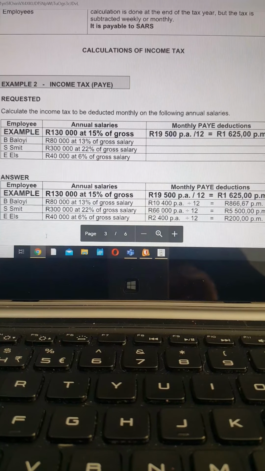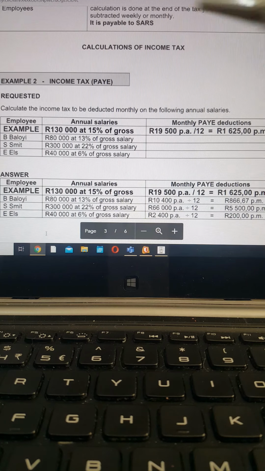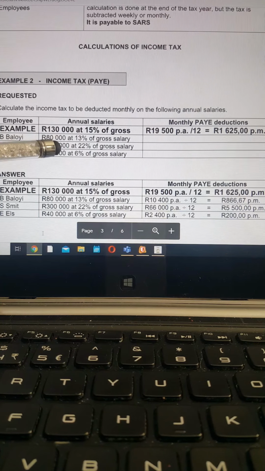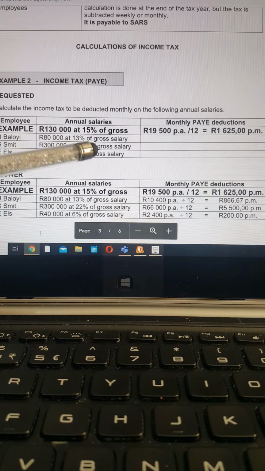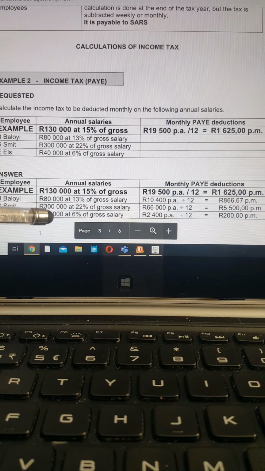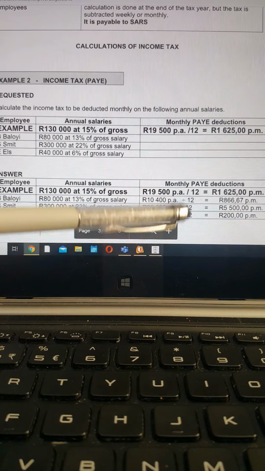Okay, we're carrying on with that PAYE. Where we were, we were calculating the 80,000 rand. Now we are at 300,000 rand. So what we're going to do is say the PAYE is 22% of the gross salary. So we'll say 22% multiplied by the 300,000. You're going to get 66,000 rand as your answer.